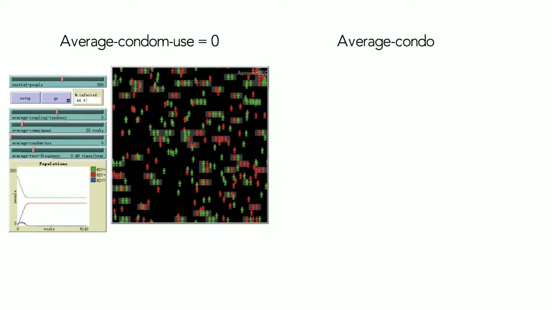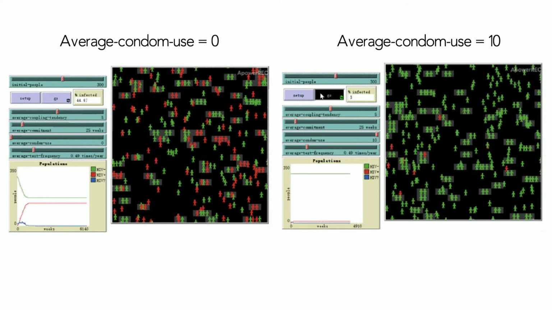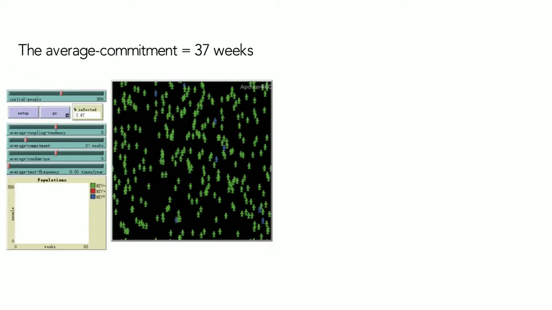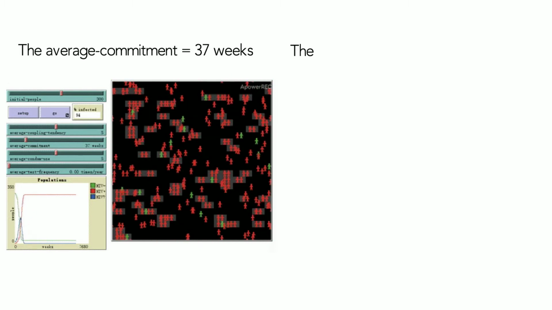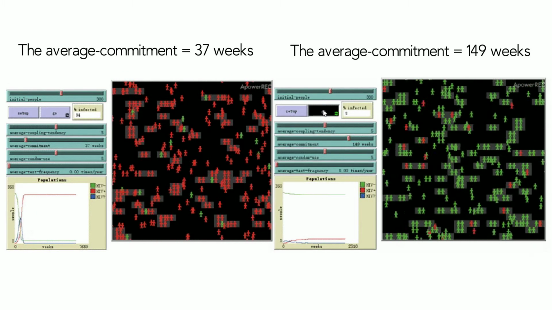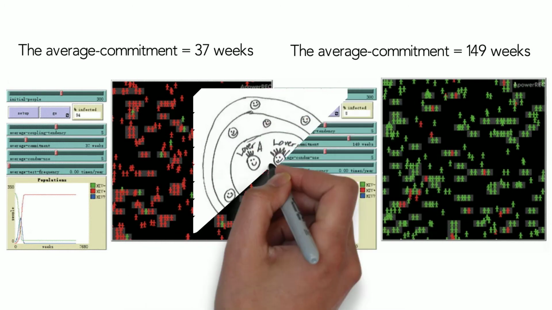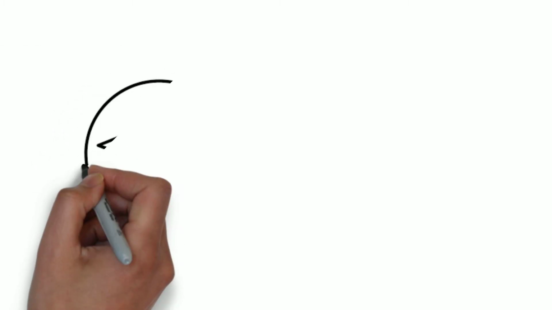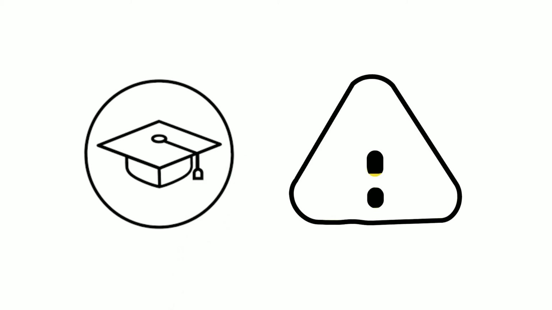First, we compared average condom use values between 0 and 10, and the results suggested that using a condom can significantly prevent HIV. Second, we compared the average commitment value between 37 weeks and 149 weeks, and the result suggested that maintaining a long-term relationship can help prevent getting infected by HIV due to fewer sexual partners. These findings indicate that these topics are essential in an educational intervention to develop sexual awareness and change sexual habits.